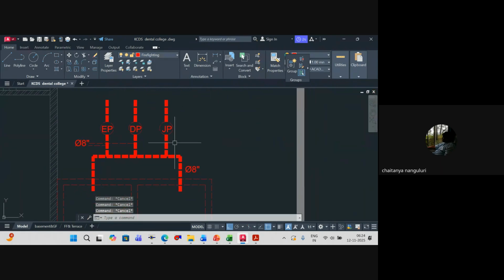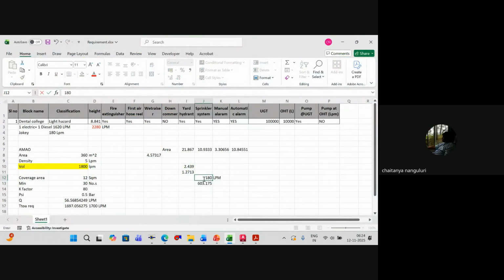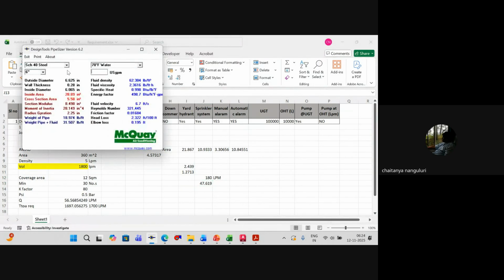But this particular pipe, the jockey pump, is only 180 LPM. 180 LPM means it will be 47 GPM. Generally, 2 inches to 3 inches pipe should be sufficient. 47 GPM is coming to a velocity of 4.49. So 50 mm means we'll take 65 mm dia. Is it okay?